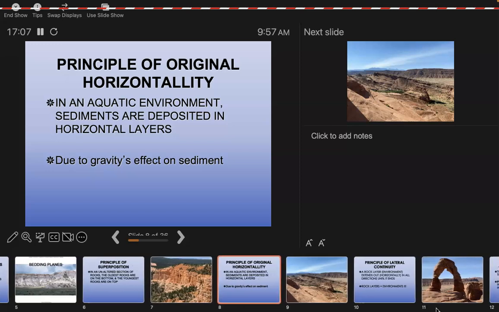Next, principle of original horizontality. Spellcheck hates that word, but it is, geologically speaking, correct. In an aquatic environment, sediments are deposited in horizontal layers. Now, I actually just went off about this a little while ago and made it sound like it's everywhere. It kind of is. All right, there's some exceptions out there in the world, but most sedimentary rocks are formed in an aquatic environment. And like I said, I argue that even in most non-aquatic environments we see horizontal layering as well.